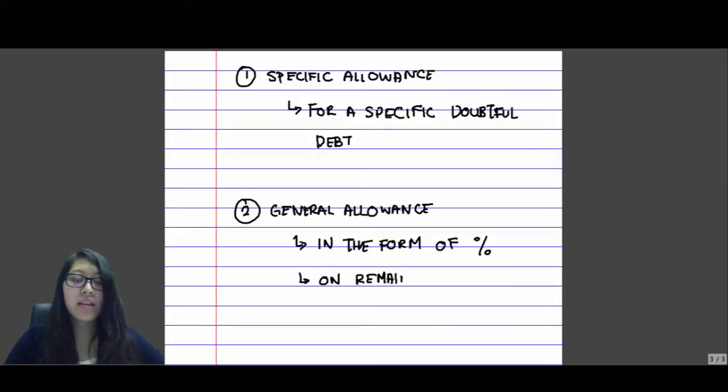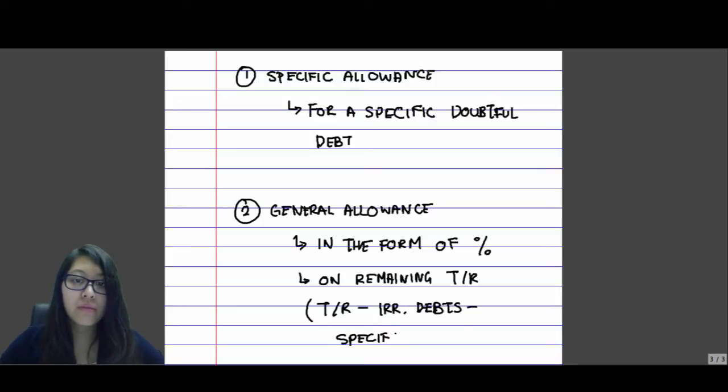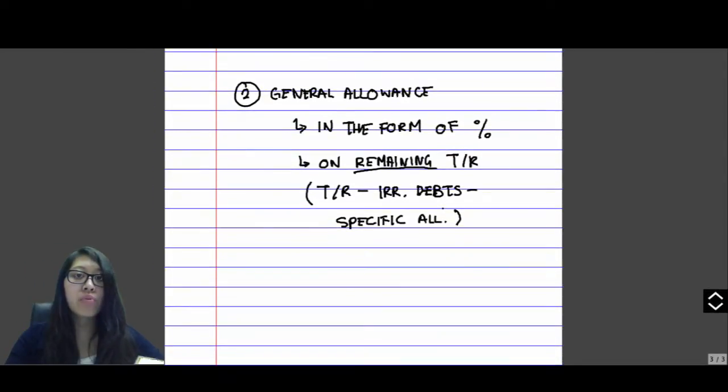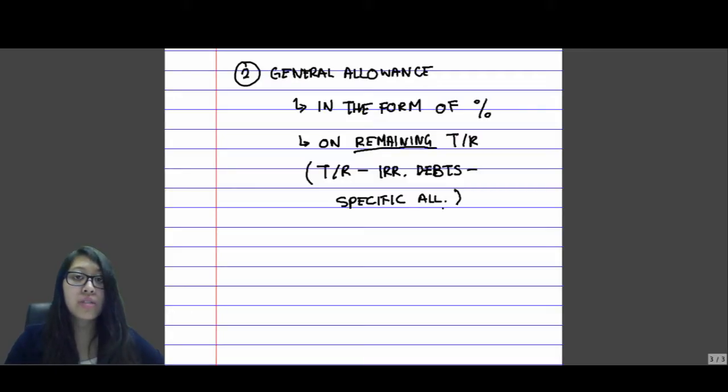Now, the thing about the general allowance is that it's charged on the remaining trade receivables. What it means by remaining trade receivables is the figure of the trade receivables in the beginning, minusing all of the irrecoverable debt expense, because remember, we're supposed to credit trade receivables when we make an irrecoverable debt, and any specific allowances. And it's in the form of a percentage, so that means I would normally say around 2% of my trade receivables figure is what I'm going to make an allowance for. 2%, 3%. It depends on the company's experience when handling trade receivables. So always remember that a general allowance is based on the remaining trade receivable figure, not on the beginning trade receivable figure.